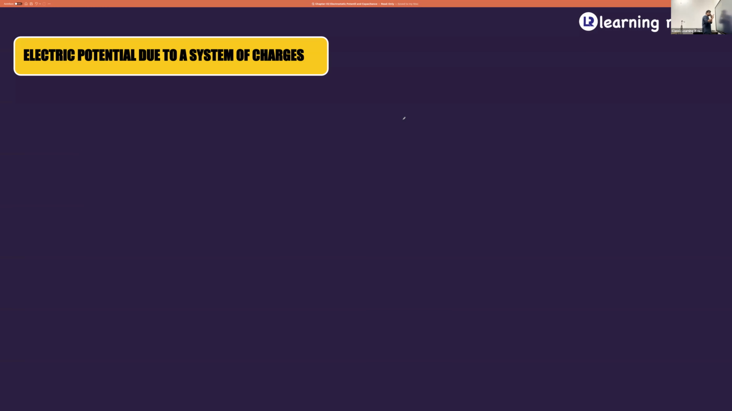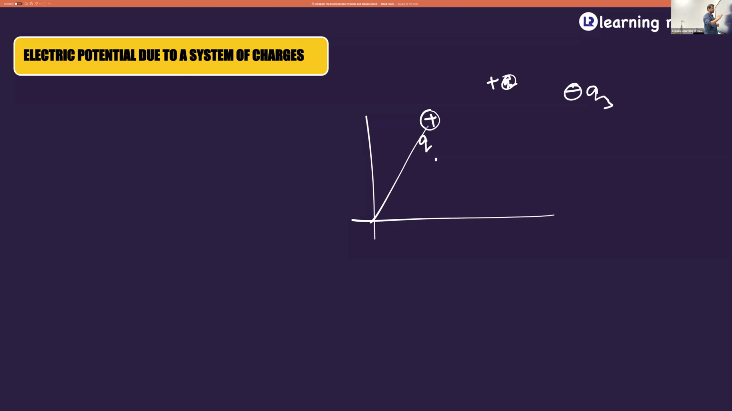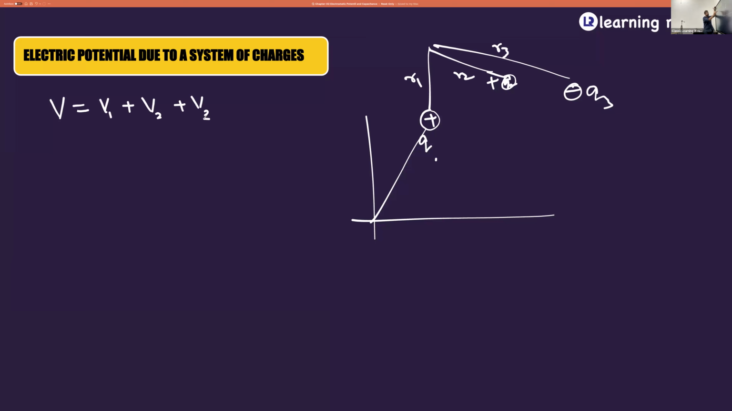So electrostatic potential due to a system of charges. Suppose you have multiple charges like this, Q1, Q2, Q3, something like this, and due to the system, let's say you need to find the electrostatic potential at a point which is at a distance R1, R2, and R3. Then the total potential due to the system is given as potential due to the first charge plus potential due to the second charge plus potential due to the third charge.